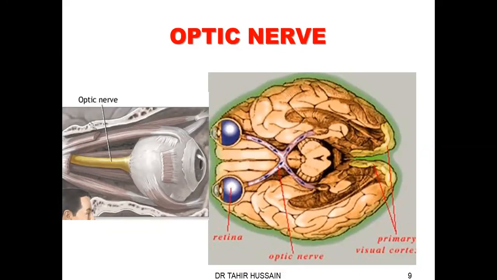This is the optic nerve. The optic nerve is found in the retina, and this is the optic nerve. It leaves the orbital cavity and enters the cranial cavity by passing through the optic canal. Here are the right and left optic nerves.